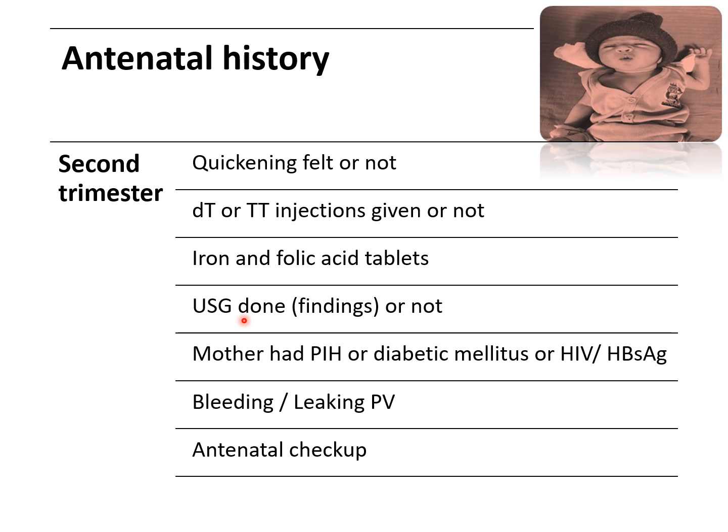Then about the USG done during the second trimester also, and what was the finding? And mother is having any illness, example PIH, diabetes, hypothyroidism, or any infection, HIV, HBsAg, which is going to affect the baby. We have to ask the history. And any bleeding or leaking PV present during the second trimester, we have to note down.